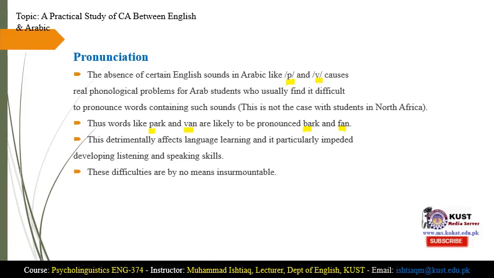These difficulties are by no means insurmountable. It means we may not say that they are incurable, or that they must necessarily persist. Insurmountable means they cannot be surmounted. They are not insurmountable, rather they are surmountable. They are controllable. We can eradicate them. We can cure them. How?